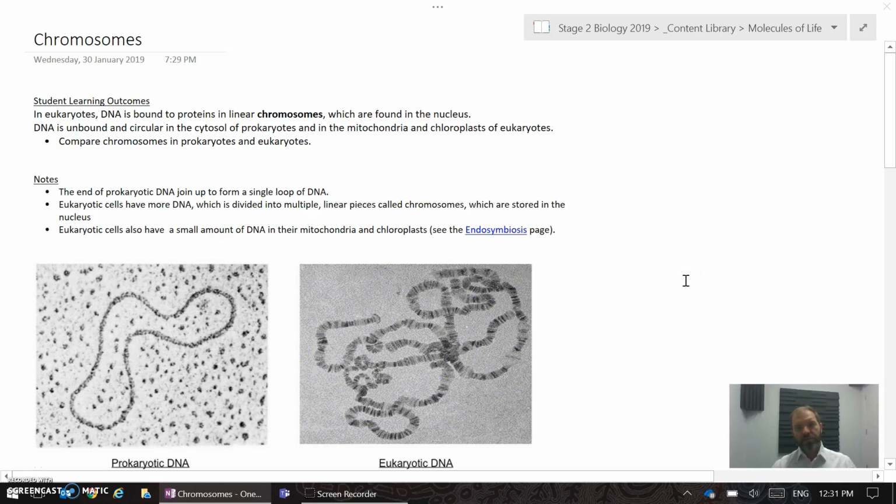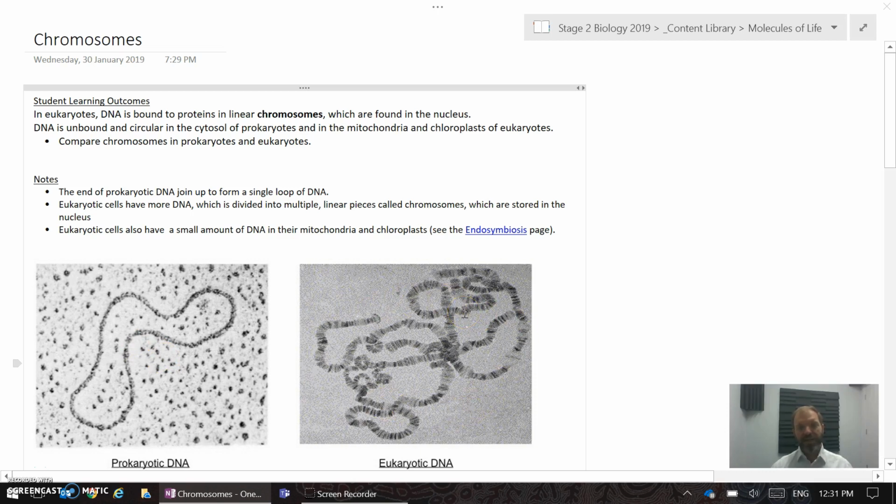This video is on chromosomes, and in particular we're looking at the difference between the way the chromosomes are arranged in prokaryotic cells and eukaryotic cells. So really the main thing here is already outlined in the student outcomes. In eukaryotic cells we have a complex chromosome which is linear.